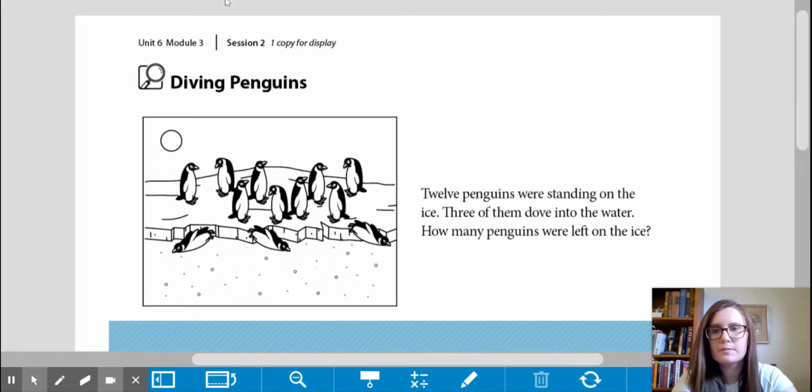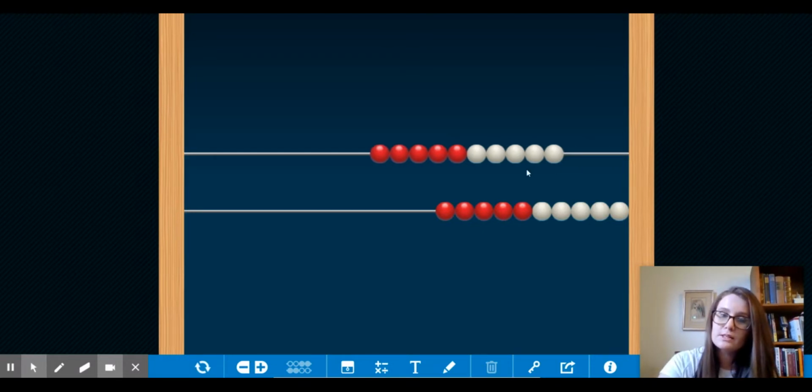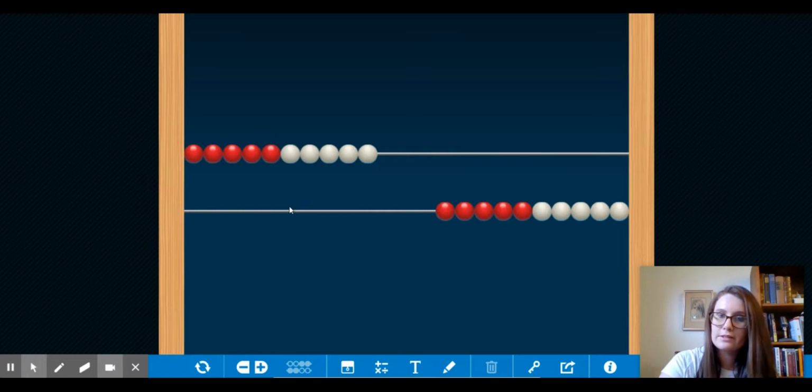I'm going to go over to my number rack. So I'm going to use my number rack, and I'm going to think about the first number that they told us in the problem, which was that there were 12 penguins on the ice ledge. So I'm going to push 12 beads over. Now I know that each row on my number rack has 10 beads. So I can just push this entire row over without counting. And then I know that 10, 11, 12.